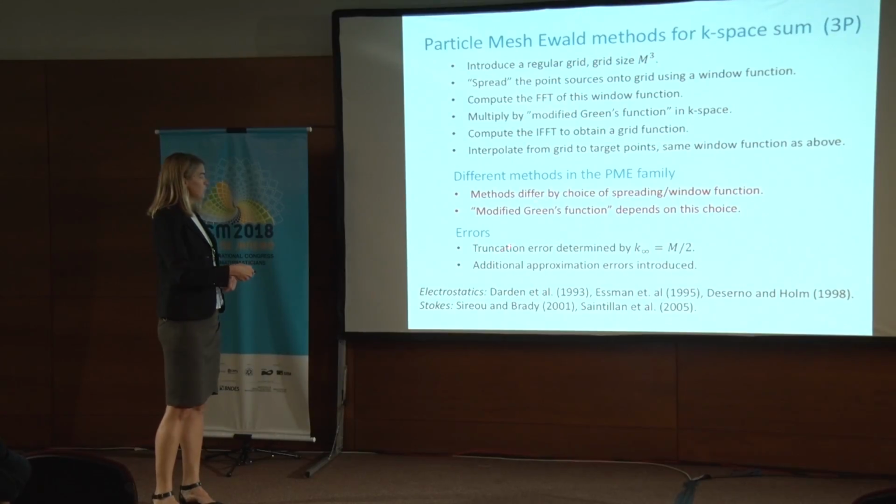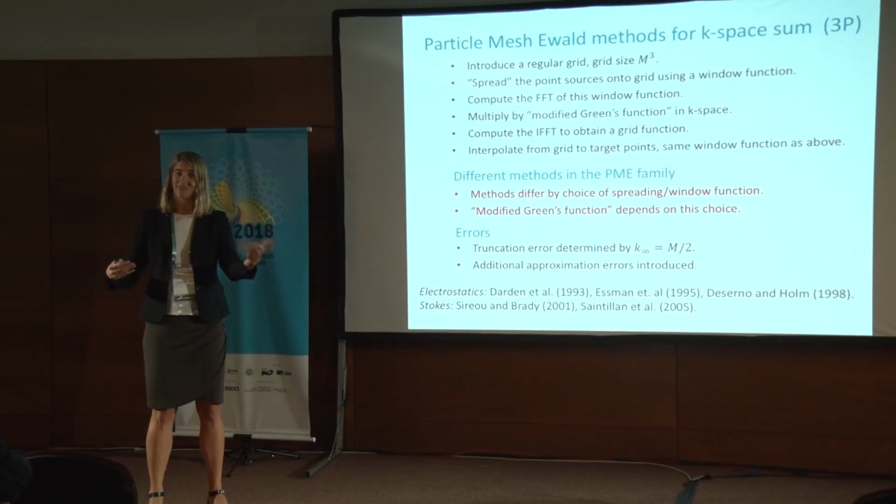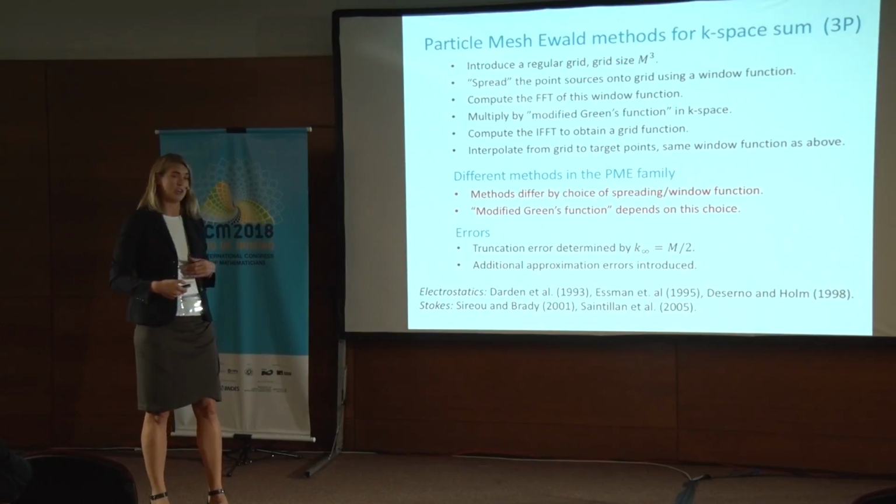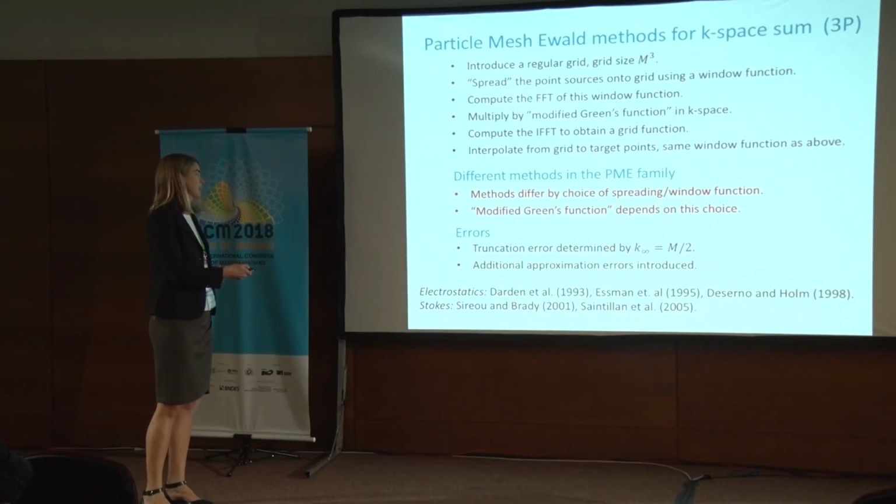So you will have essentially two kinds of errors. One is that you've truncated an infinite sum, so you'll have a truncation error, but you will also introduce some additional approximation errors. So you have to think about what those are.